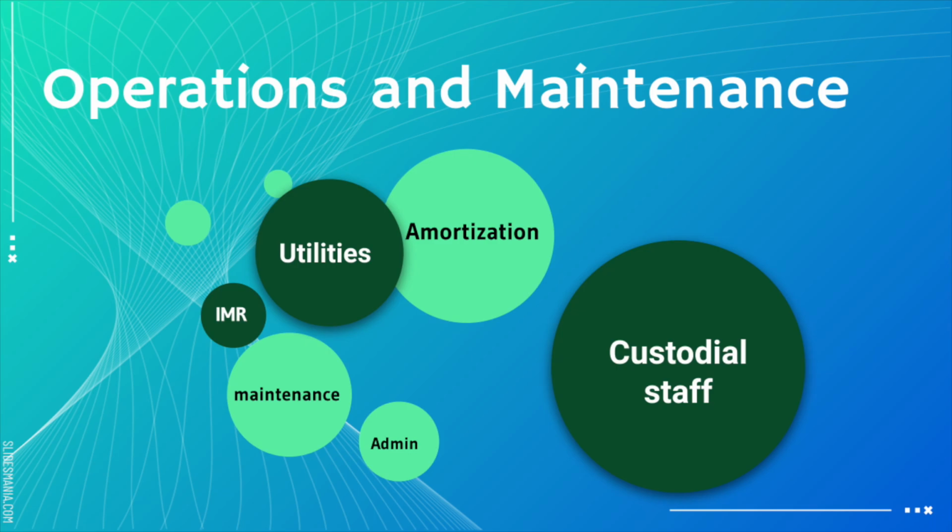IMR would be things like replacing boilers and windows and such. And then amortization, that is about $10.4 million, which is half of the budget. And that happens because when you buy an asset that lasts for more than a year, you expense it over a certain number of years. So for buildings, it's over 40 years, for example.